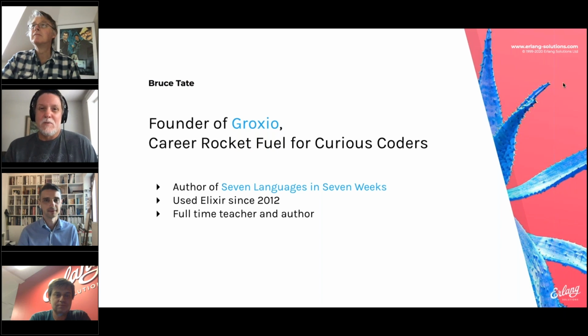So after coding Elixir for a little while, I have used Elixir in production for about seven years or so, I guess, from 2012 on. I guess that's eight years. Since then, I've founded a company called Groxio, and I call that career rocket fuel for curious coders, right? So the idea is that we can support programmers as they learn and grow.